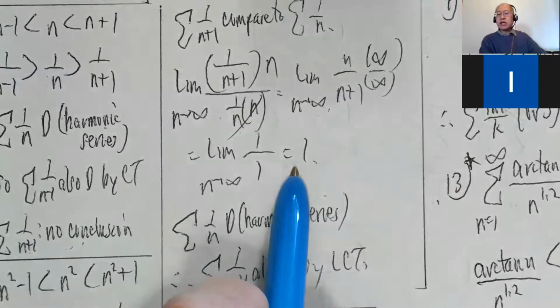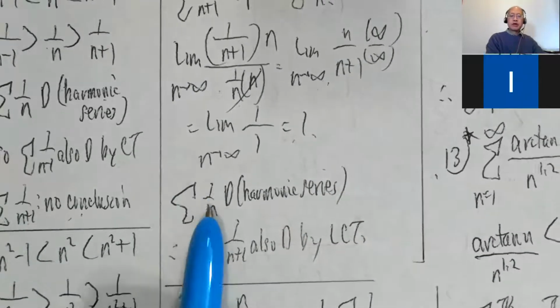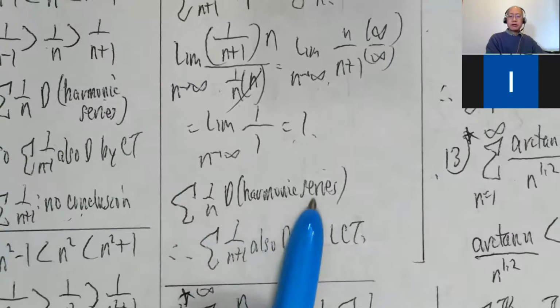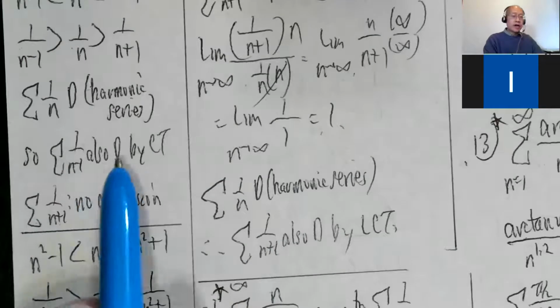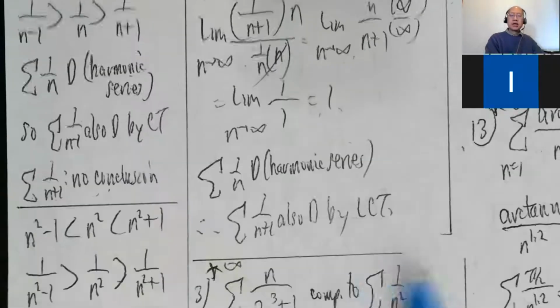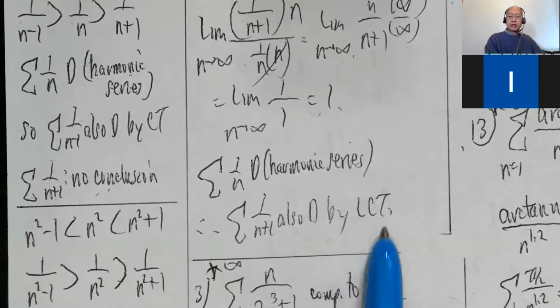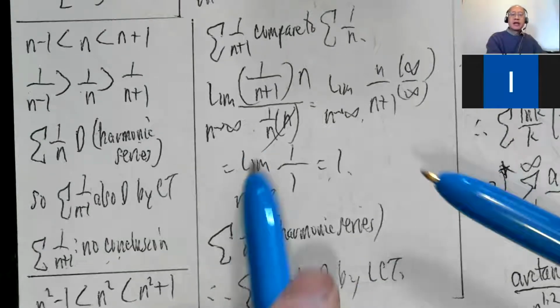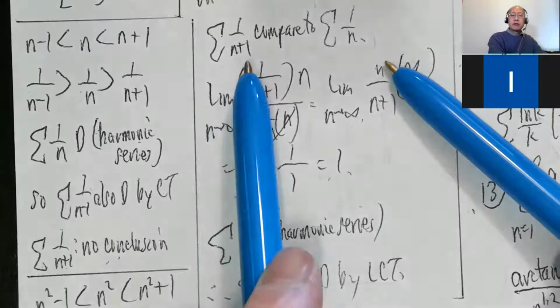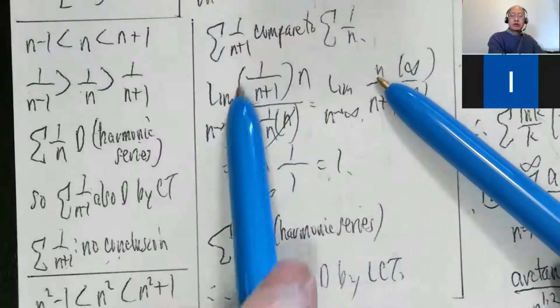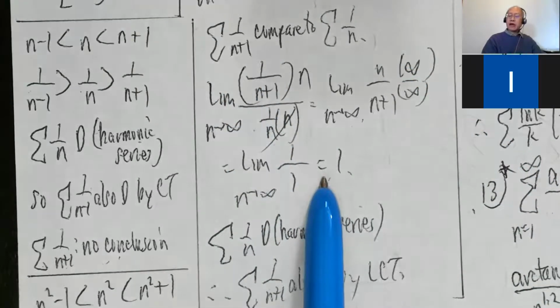Therefore, whatever happens to one series happens to the other. And we know summation of 1 over n diverges because it's a harmonic series. Therefore, the summation of 1 over n plus 1 also diverges. I could not use the comparison test, but I can use the limit comparison test. They are alike. And what do I mean by alike? The ratio as n approaches infinity approaches 1. It doesn't have to be 1. It can be any positive quantity.